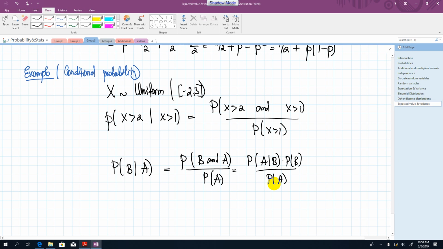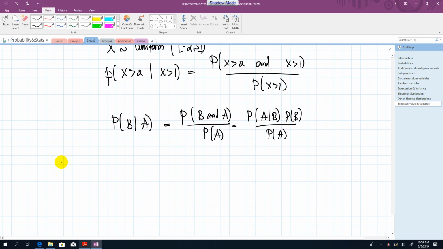So in order to calculate the probability that x is more than 2 given that x is more than 1 already, we need to use this version. We calculate the probability that x is more than 2 and x is more than 1, divided by the probability that x is more than 1.